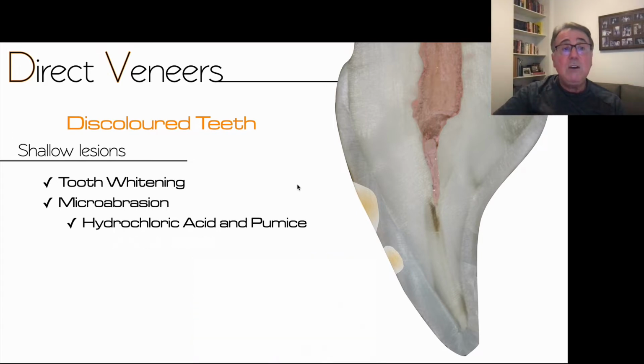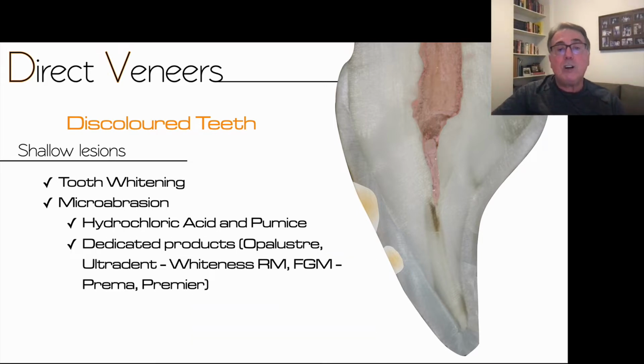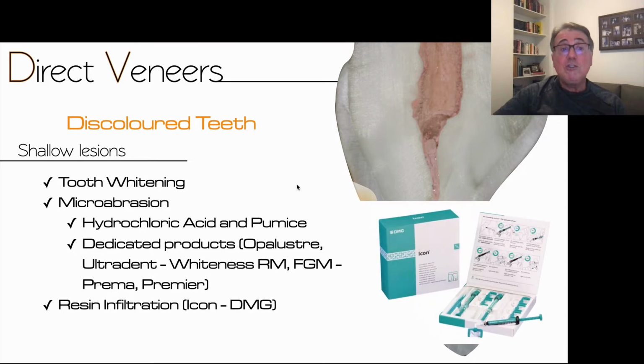Okay, today we have some dedicated products to do that. You don't have to mix them anymore. So you have the Opalustre from Ultradent, the Whiteness RM from FGM, which is a Brazilian company, but you can have them around some parts of the world, and also the Prema from Premier. Okay, and you can also do resin infiltration using this product from DMG, which is called Icon.